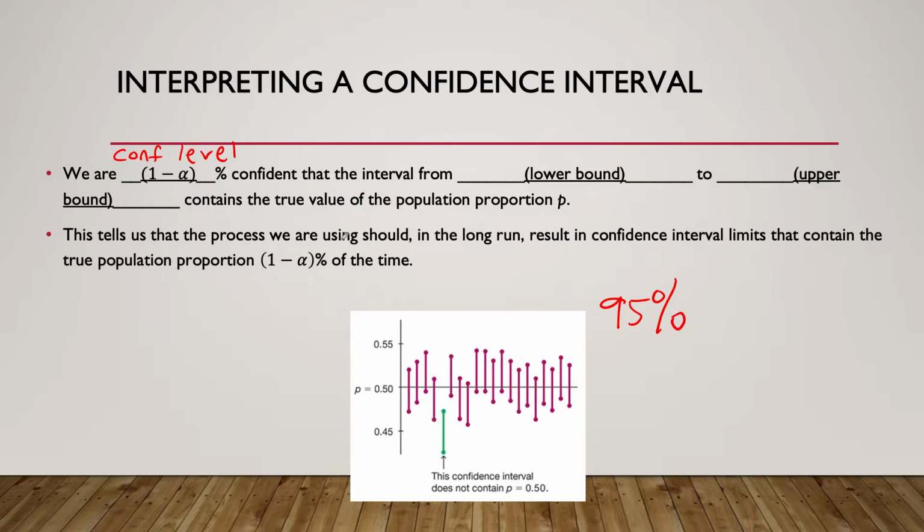This tells us that the process that we are using should, in the long run, result in confidence interval limits that contain the true population proportion 1 minus alpha percent of the time. And in the picture down here, we could see that this is supposed to be a 95% confidence interval, and most of these intervals contain the value of p of 0.5, except for one down here in green.